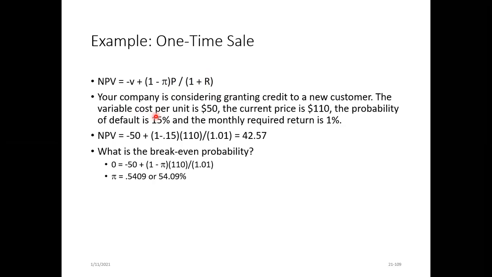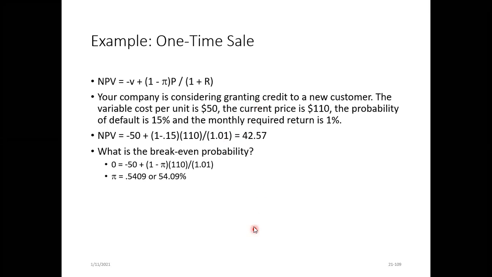Your company is considering granting credit to a new customer. The variable cost per unit is 50. Variable cost is 50. That means minus V is 50. And the current selling price is 110. The probability of default is 15%. And the monthly required return is 1%. So R equals 1%. So we can do it using the Excel sheet. We do it in Excel.